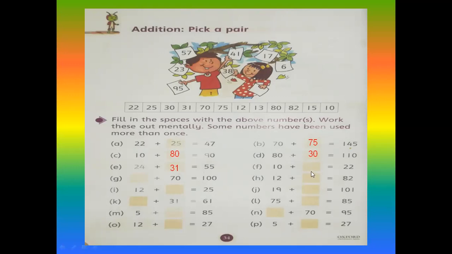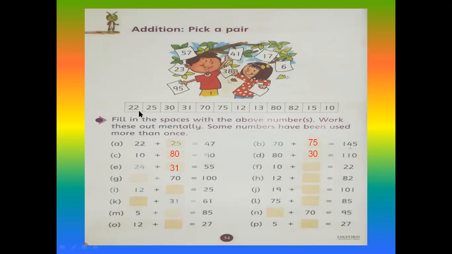10 plus dash is equal to 22. So the answer, look, the first digit is 2. In the first number, the first digit is 0, which means the second number's first digit should be 2. So where is that first digit?